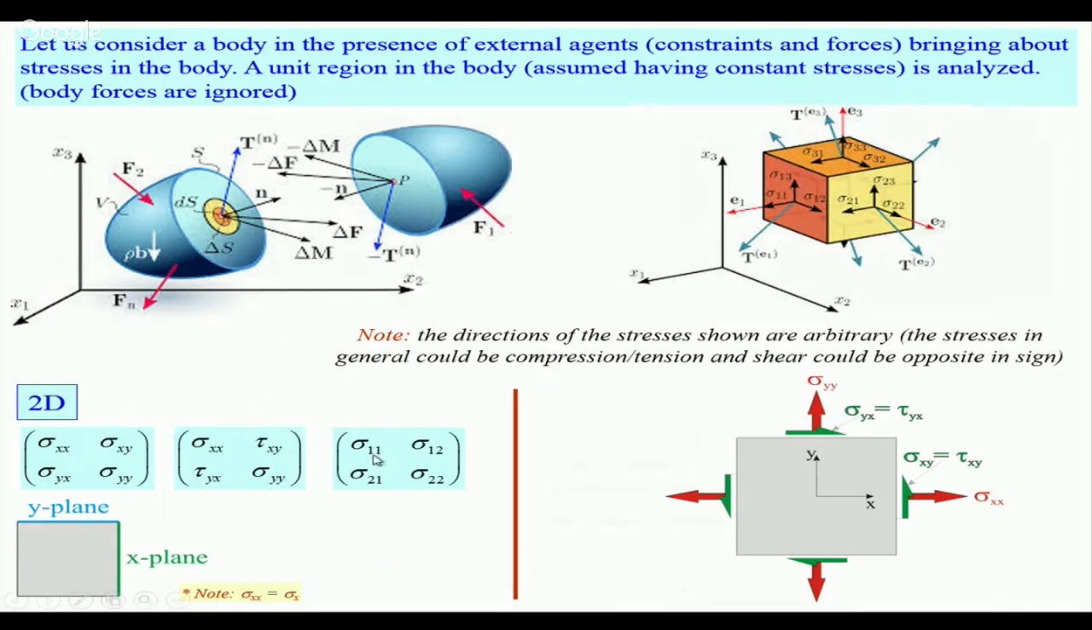So you have sigma 11, sigma 22 as the normal components of the stresses, and the shear stresses are tau xy and tau yx. You can see here the diagrammatic representation: this is sigma xx, this is tau xy, this is sigma yy, this is tau yx, and this is exactly replicated on the other edges of the square element.